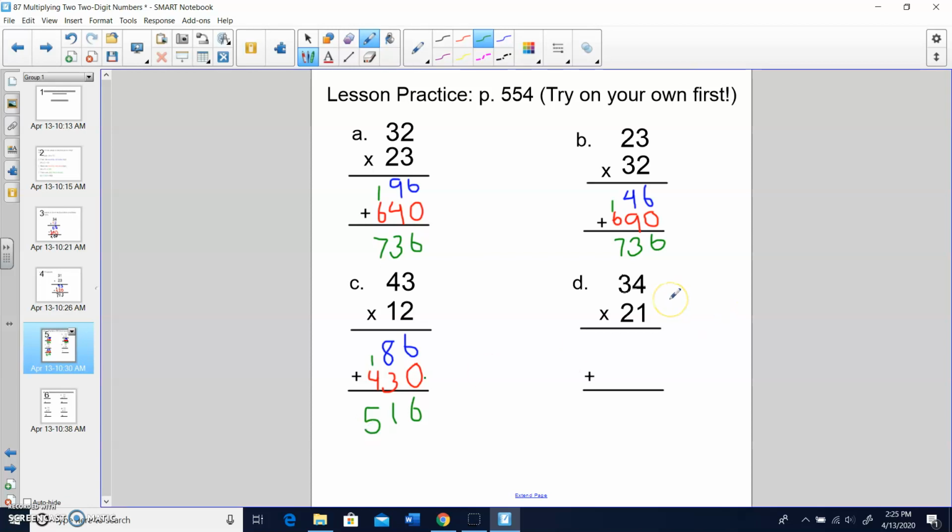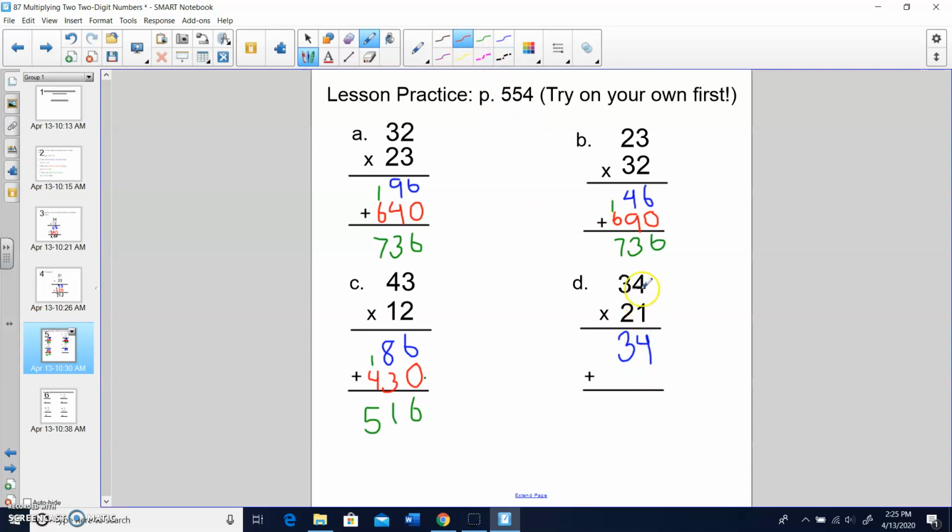Okay, go ahead and try D. Okay, starting in the ones place. Remember, we're taking everything times 1. So I have a 4 and a 3. So 34 times 1 is 34. Or I could work this one place at a time and say 1 times 4 is 4, 1 times 3 is 3. Or I can think 1 times 34.